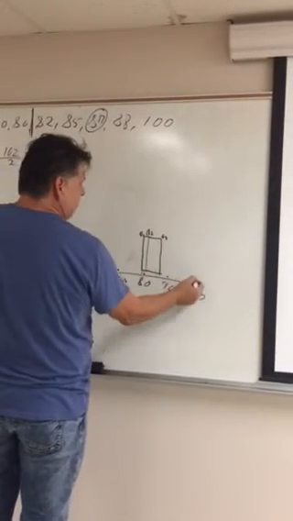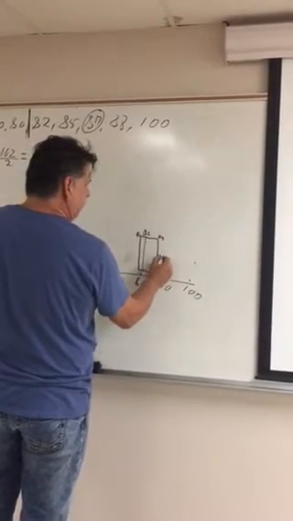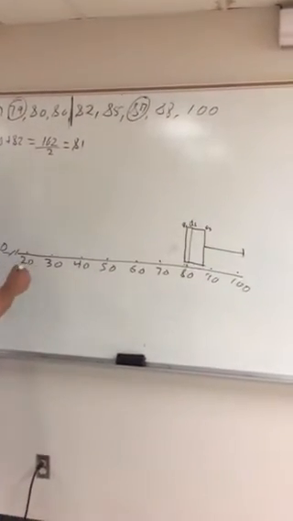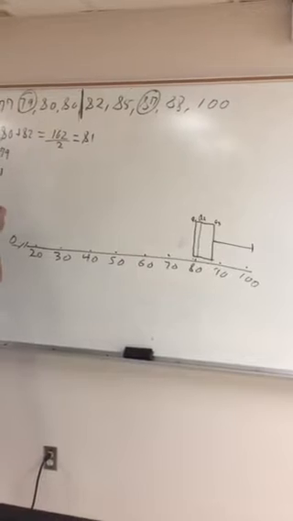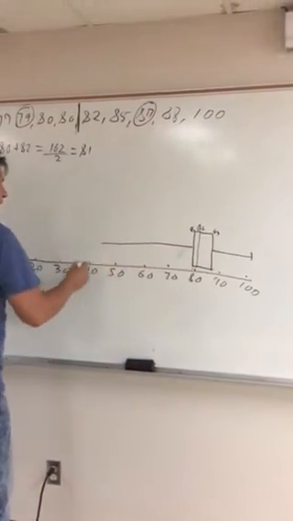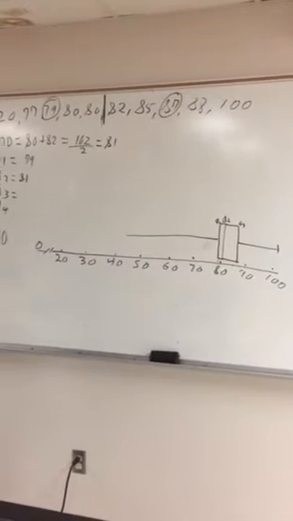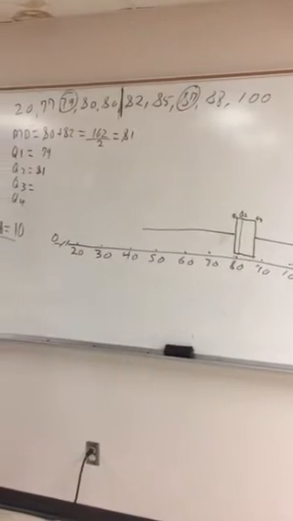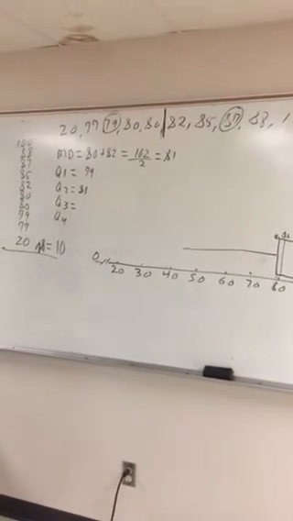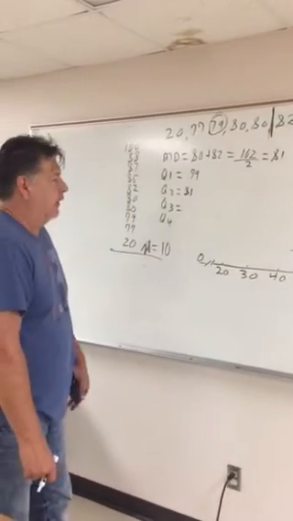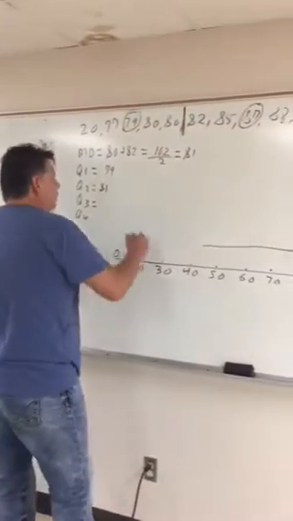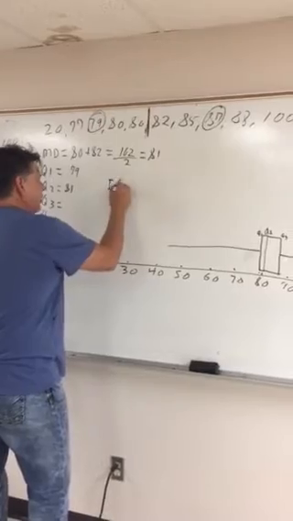I know my high number is 100, and I know that my low number is 20. But now I've got to figure out if I have any outliers. So I'm going to draw a line here, and then I need to determine if I have outliers. So I'm going to use a method called the Tukey method for catching outliers.